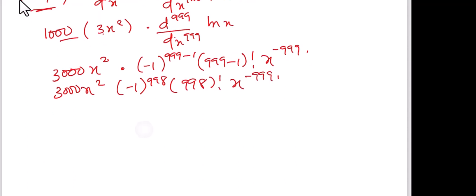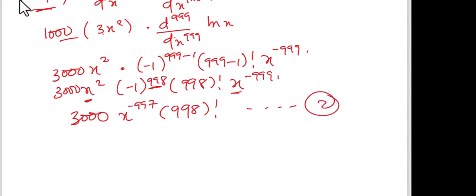So doing our arithmetic again, this is x power 2, this is x power negative 999. So adding the two powers, you get 997. And since this is even, the whole thing becomes positive. So we get 3000 x power negative 997 times 998 factorial. Let me call this equation 2.